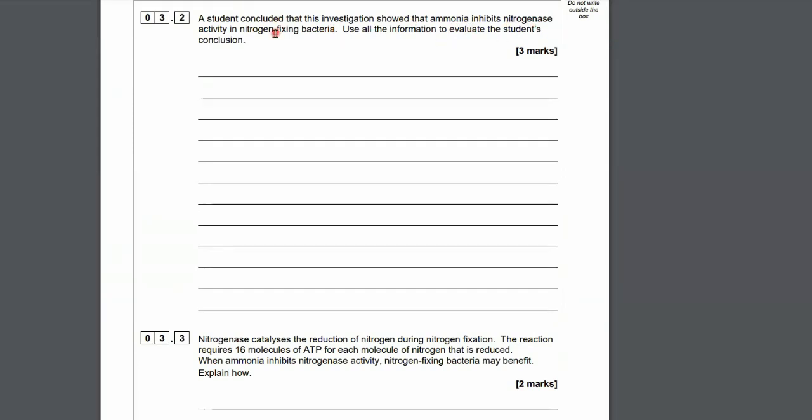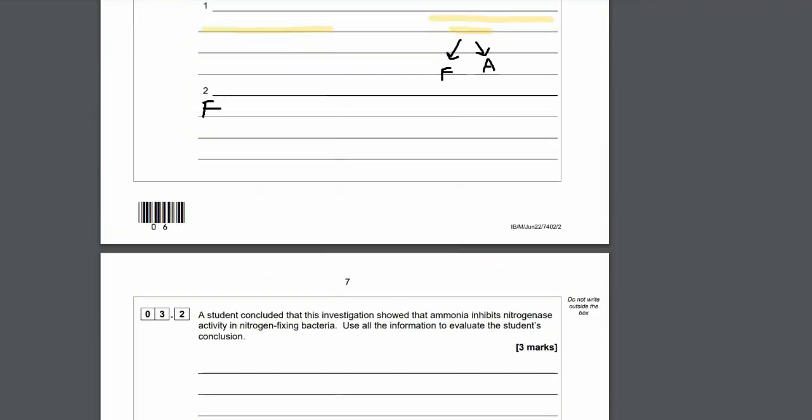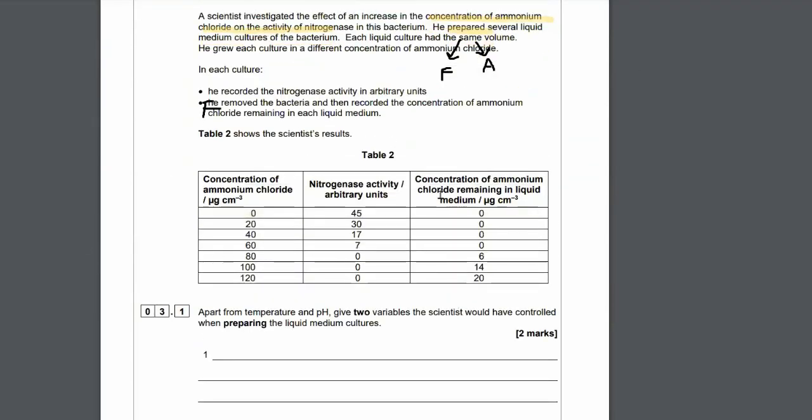3.2, a student concluded that this investigation showed that ammonia inhibits nitrogenase activity in nitrogen-fixing bacteria. Use all the information to evaluate the student's conclusion. Remember, with evaluations, you're looking at for and against. So we're looking at what evidence there is in the data to say the ammonia did inhibit nitrogenase, basically the activity of that enzyme in nitrogen-fixing bacteria. And then is there anything against that?